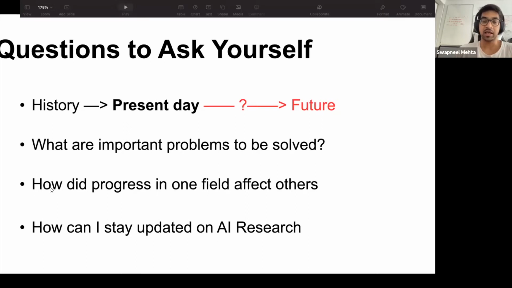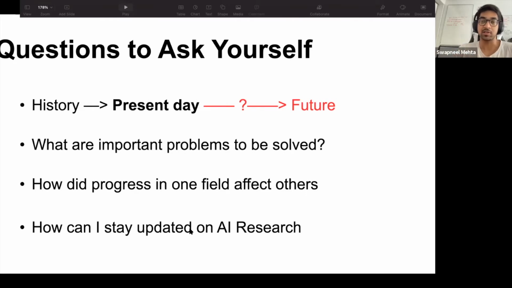So at the time that Yann LeCun and others built LeNet, the idea was that they didn't actually have a lot of compute available. And we'll see a couple of slides about that. So how did the availability of compute impact the depth of networks, or really allow the depth of networks and training? And the final question you just want to get a sense of is how can I stay updated on AI research?